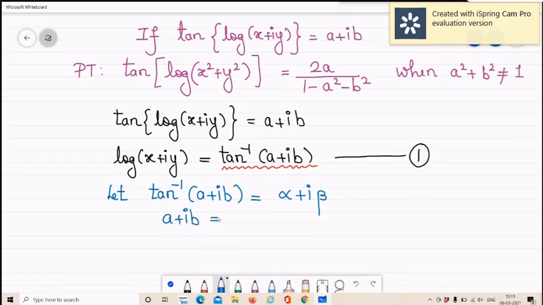That a plus ib is, yes, a plus ib is what? Tan alpha plus I beta. So if you take the conjugate, a minus ib will be tan of alpha minus I beta. Conjugate, even if it is in the angle, the same thing happens: positive becomes negative in my conjugate part. Is that clear?